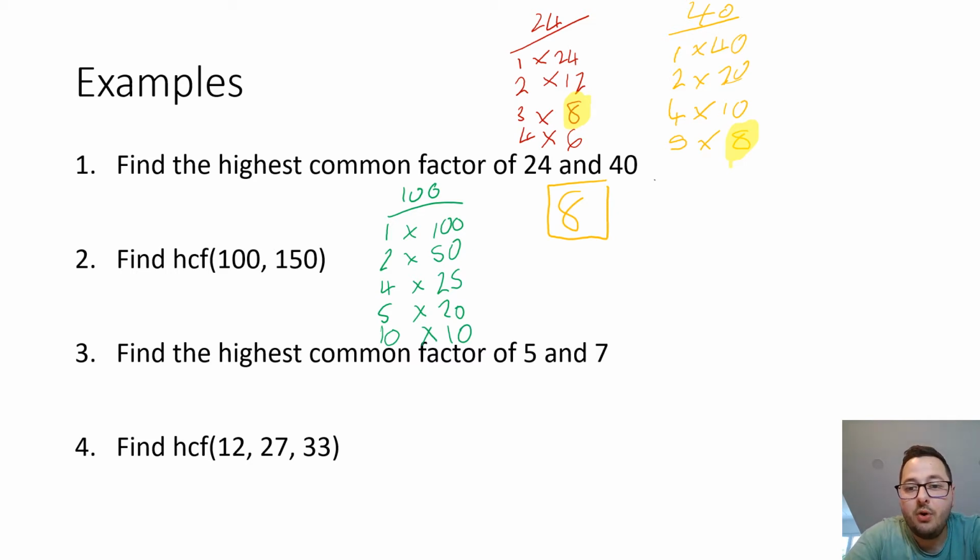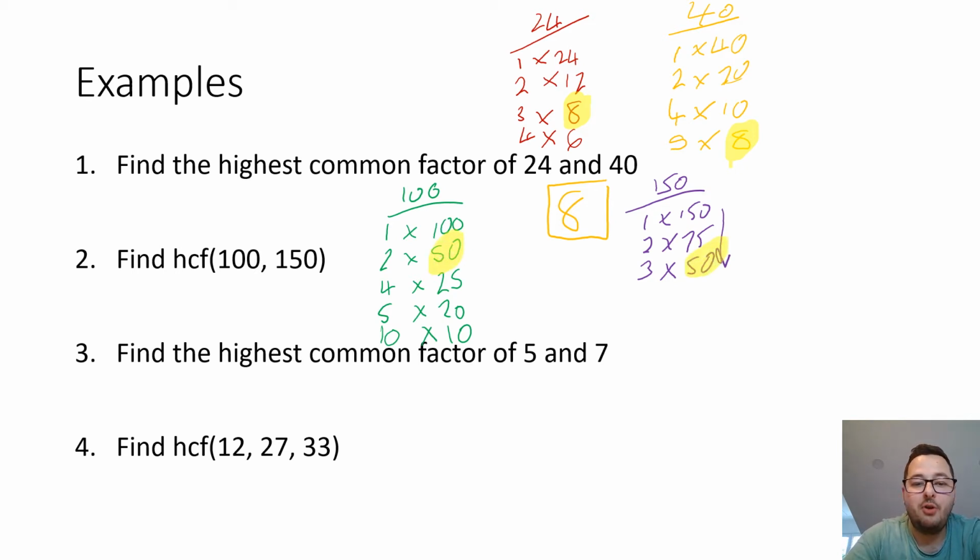And then let's do 150. That's 1 times 150, 2 times 75, 3 times 50. And actually, I could stop there because these numbers are going down, so I'm not going to get anything more than 50. And I've noticed that 50 is already in this one here.